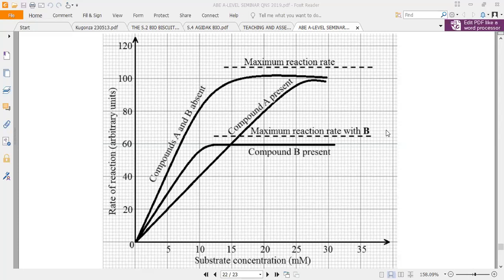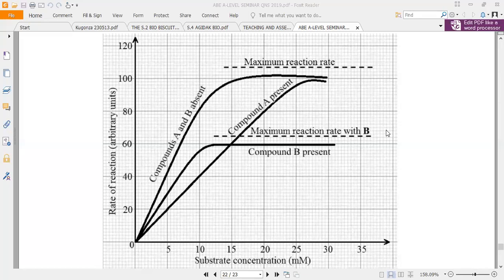Okay. So I will repeat, having removed that point which is confusing. The non-competitive inhibitor combines with the enzyme at a point other than the active site. This distorts the shape of the active site, and so the substrates can't fit with the active site.